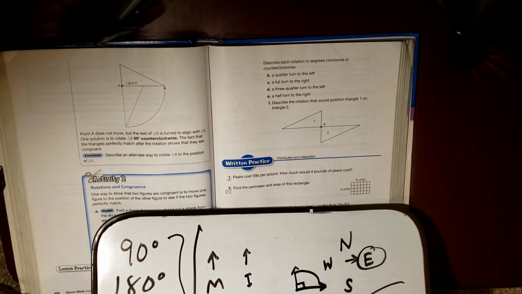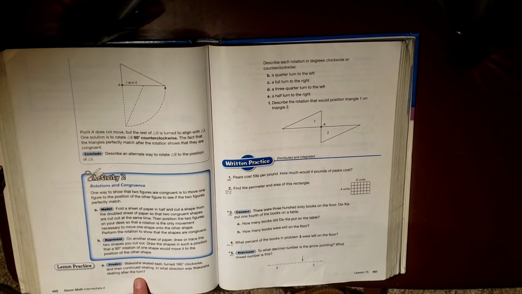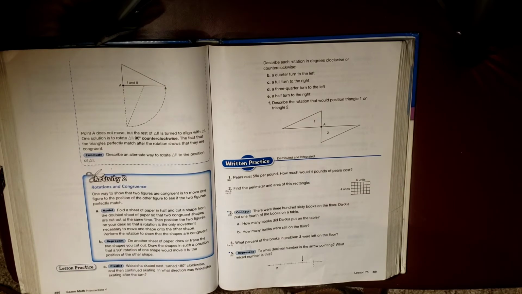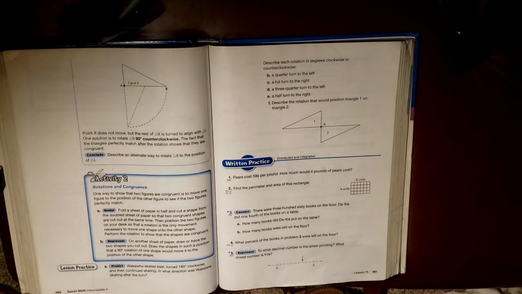Alrighty. Let's see, we're going to do A, B, C, and D, E, and maybe F, because why not? Make sure we get it, because this one might be a little tricky to get the hang of.